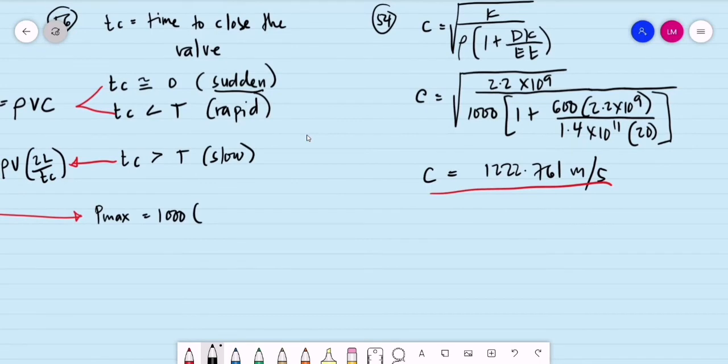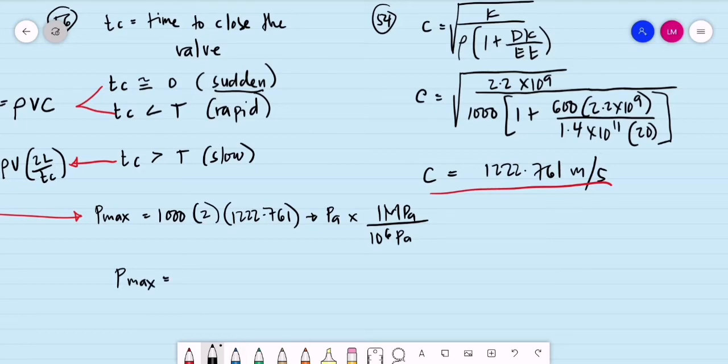So that is 2, multiplied by the celerity, 1,222.761. The resulting unit, if you do unit analysis, is in pascals. So to be divided by 1 megapascal, which is 1 million pascals, that is 10 raised to 6 pascals. Let's get the maximum pressure for instantaneous or sudden closure.